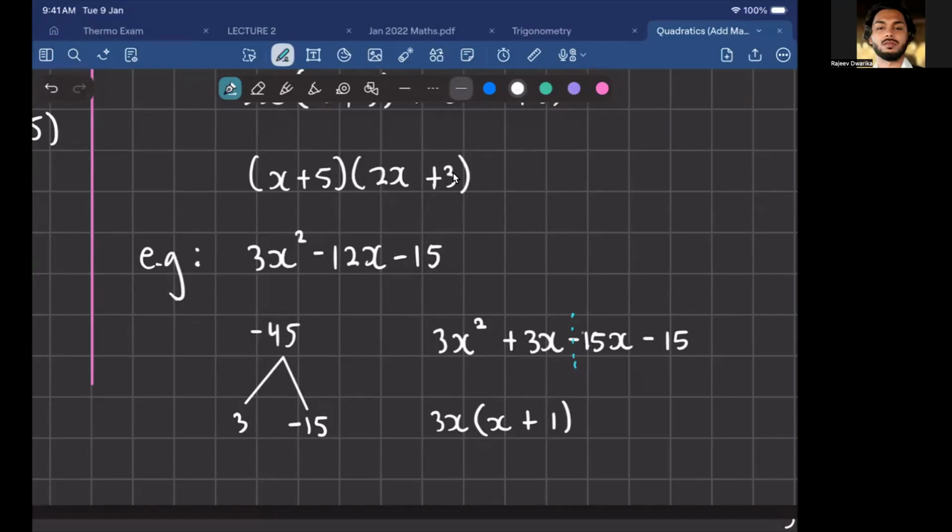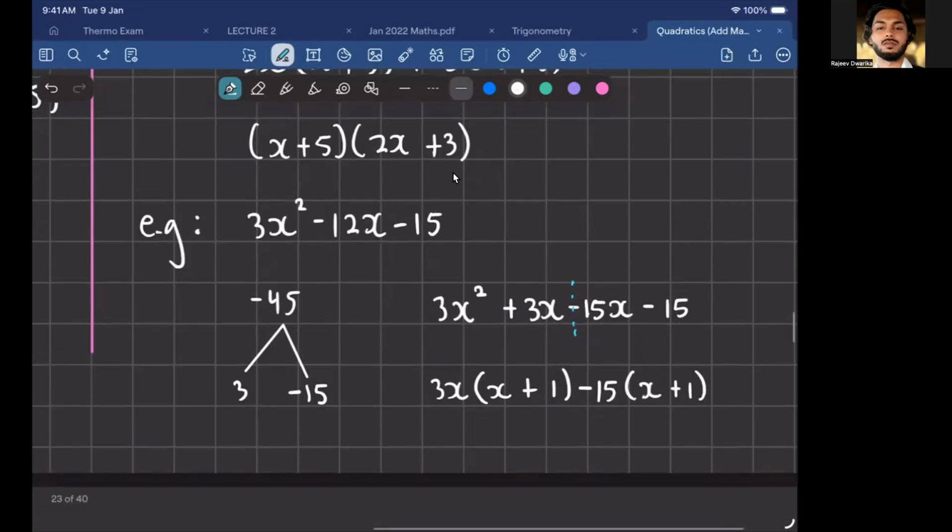Let's do the other half now. What do you notice in common between minus 15x and minus 15? Not just 15, notice the negative, minus 15. If I pull out minus 15 from minus 15x, what would I write on the inside? x. And what would I write on the inside if I pull out minus 15 from minus 15? Positive 1, because I took out the negative.